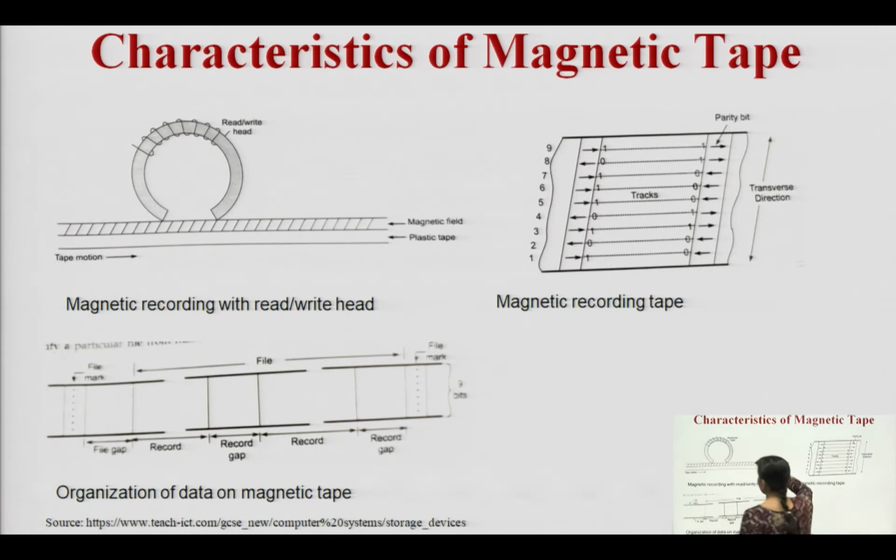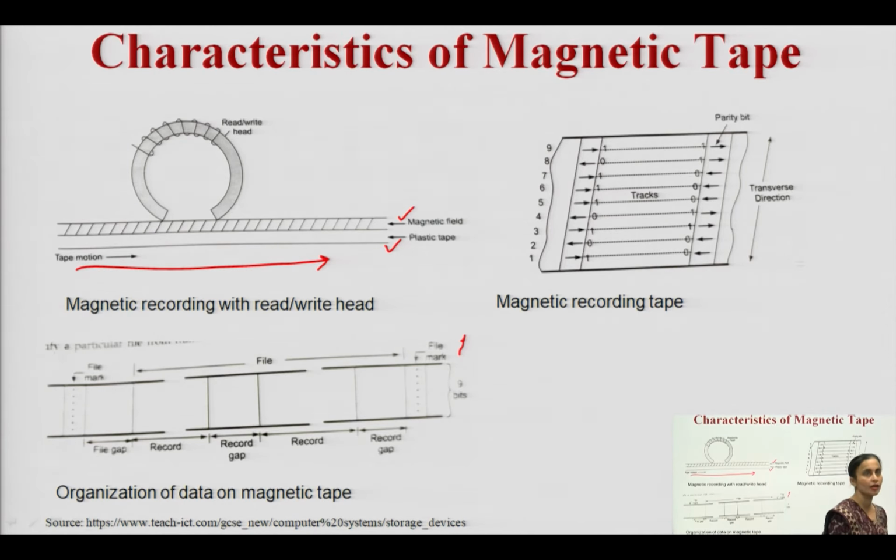Here we can see this is the kind of magnetic recording. Suppose this is our tape motion going on, this is the magnetic field, and this is our plastic tape. In this manner the tape will move on, and this is the plastic coating in the form of concentric circles, and here we have the read write head. The position of the read write head tells us in which direction we are moving. This is the magnetic recording tape.